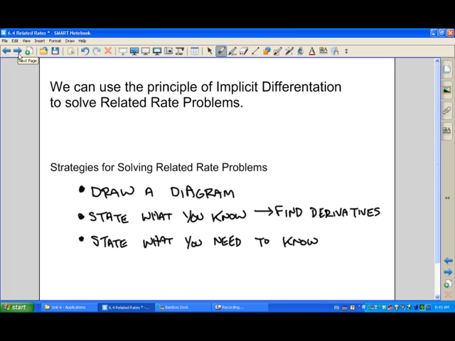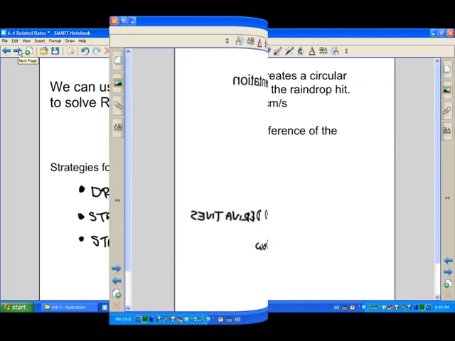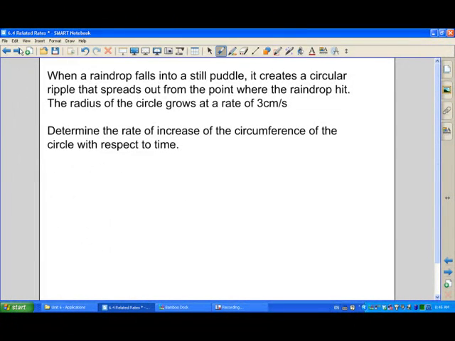We're going to start actually with something easier. So in this problem, we have a raindrop falling into a puddle, and as it falls into the puddle, it creates a ripple that spreads out from the center of the circle. And that center is where the raindrop hit. And we can observe that the radius of the circle is growing at a rate of 3 centimeters per second. And we'd like to use this information to figure out how quickly the circumference of the circle is increasing with respect to time.